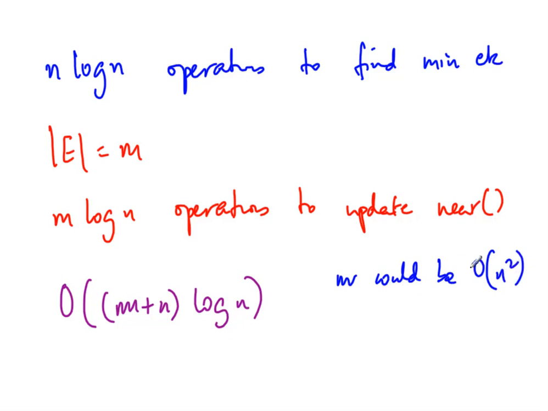If m is order of n squared, then this becomes n squared log n, which is worse than what we had in the naive implementation without red-black trees. So red-black trees will help, provided our edge set is small enough that m is, say, of order n, then we'll get an n log n algorithm instead of an n squared algorithm. If we have a lot of edges in our graph, then it doesn't really matter. Red-black trees don't help, and we may as well go ahead and use the naive approach where we just scan through all the near values in order to determine the minimum.